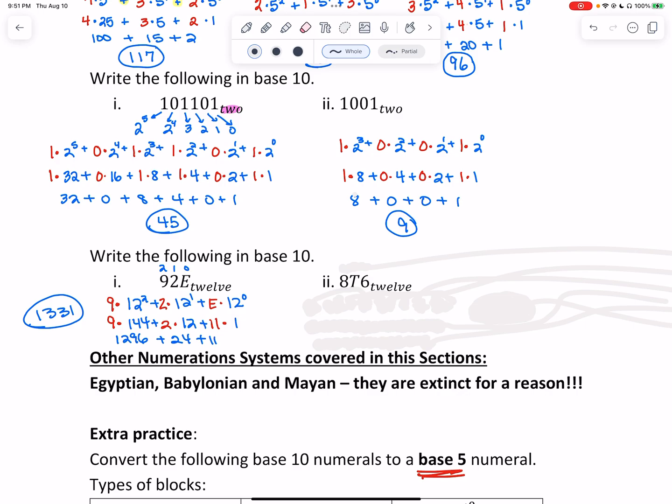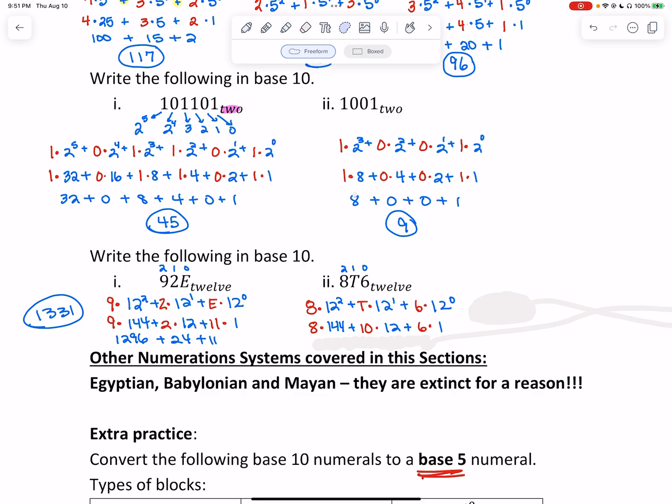Okay, one more, still base 12. We're going to have 12 to the second, 12 to the first, and 12 to the 0. Put in my numbers, or my letter, in this case, T. What did T stand for? Do you remember? 10. So now I'm going to put my 10 right here, just like I put my 11 over here. Anyway, and then I've got to multiply those together and then add.